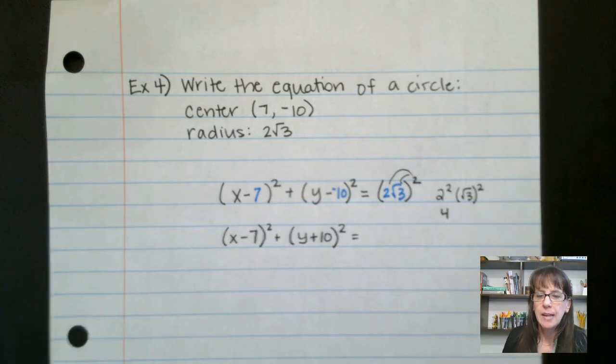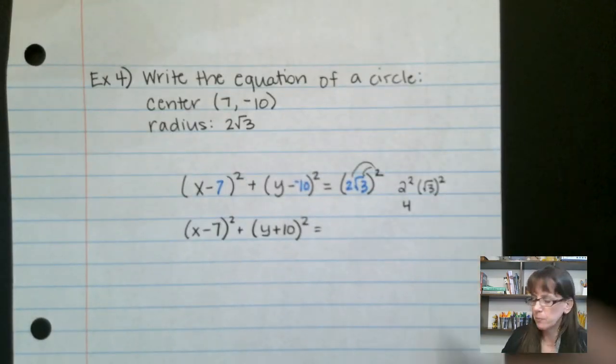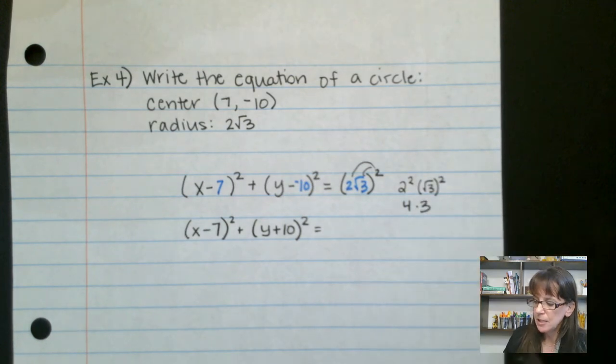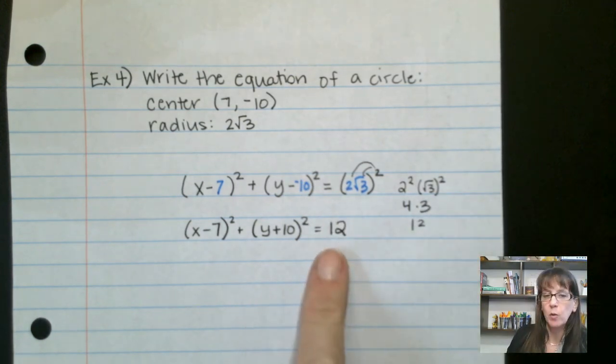Okay. And so then we have root 3 squared, which is going to be 3. So 4 times 3 gives us 12. So the end part of our equation would be 12.